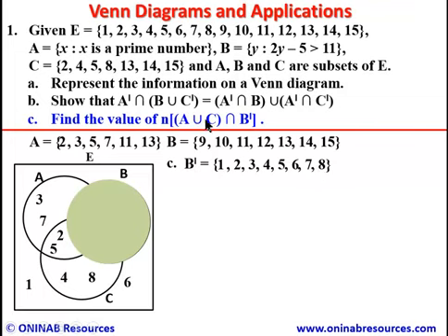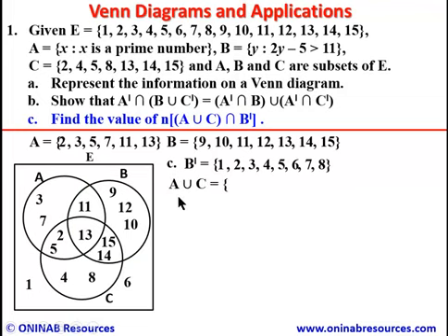So we now look for A union C. We go for the elements of A union C. To get A union C, we are bringing A and C together. So we have 2, 3, 4, 5, 7, 8, 11, 13, 14, and 15. So the A union C are 2, 3, 4, 5, 7, 8, 11, 13, 14, and 15.